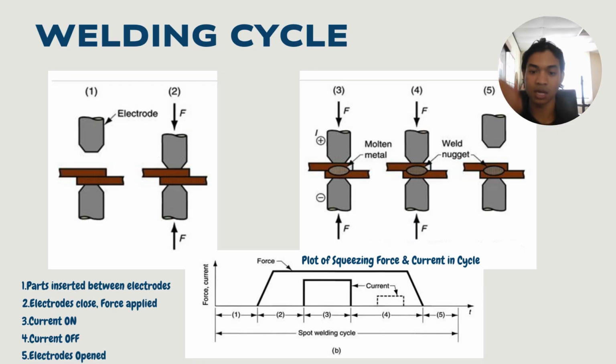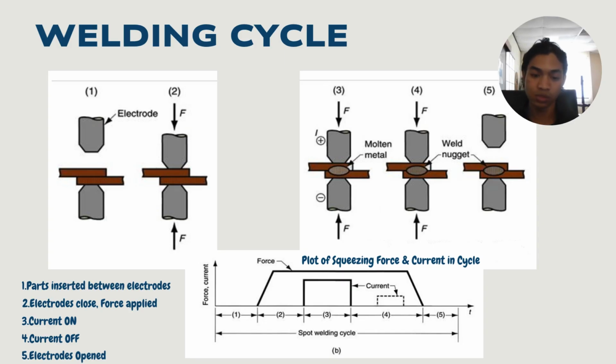And then what happens when the current turns on? The current will go through the electrode and through the parts. So we can see in that picture, number three, it will melt the metal inside the part, so it will stick together inside. After that, the current will turn off.